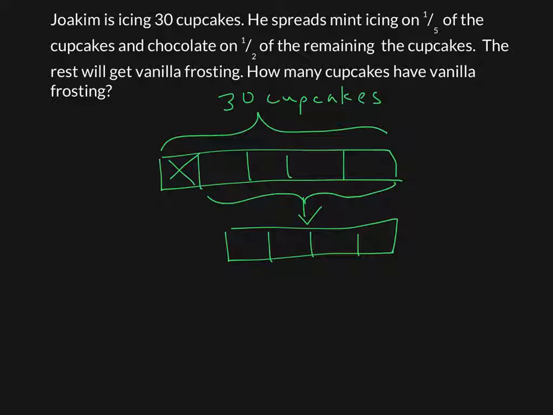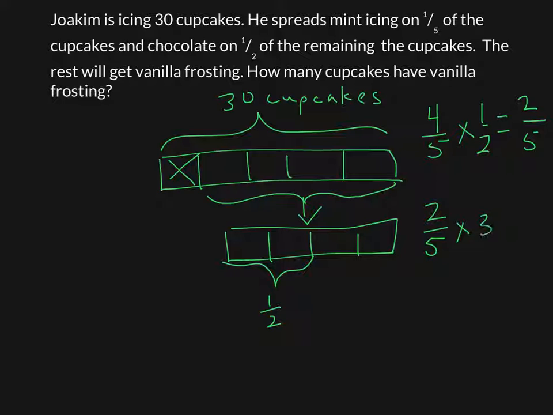So what we did was we took out this 1/5, so we had 4/5 left, and then we wanted to find out what 1/2 of that was, and that means we needed to know what 1/2 of 4/5 was. And of course 4/5 times 1/2 is going to equal 2/5. And then the last step would be to multiply 2/5 times 30. And 1/5 of 30 is 6, and we have 2 of those, so that's going to be 12 cupcakes.